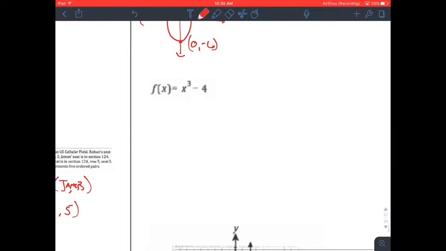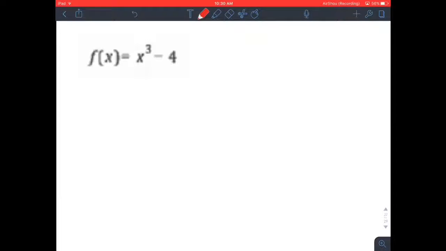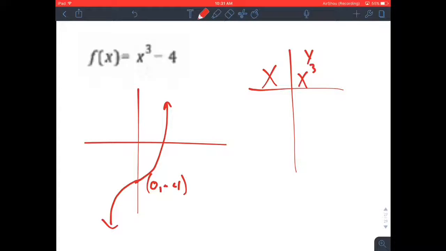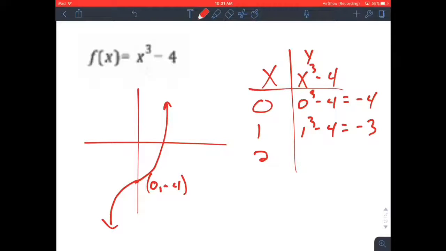Here, f of x equals x cubed minus 4. That graph is going to look something like this. It's like 2 parts of a parabola. One part opens up, one part opens down. So whatever we put in for x, the y value has to be x cubed minus 4. Put a 0 in, 0 cubed minus 4 is negative 4. Put a 1 in, 1 cubed minus 4 is 1 minus 4, which is negative 3. Put a 2 in, 2 cubed is 8, 8 minus 4 is 4.